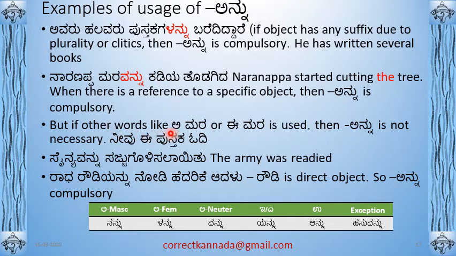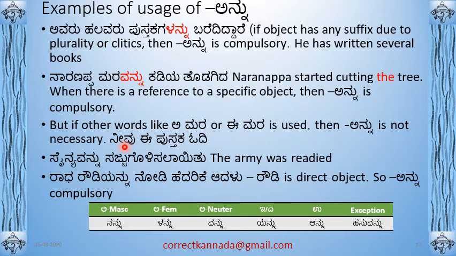But if other words like amara, amara means that tree, mara, this tree, if they are used and they are already pointing, this a and e are already pointing to the mara, then there is no necessity for this annu here, for a maravannu, right? For example, Neevu e pustaka odi. So you're saying you read this book. E means this. We will come to understand this when we learn pronoun, which is the next video. But E means this. By the way, this is not the harsva a. It's a dirgha a. Amara means that tree. E mara means this tree.